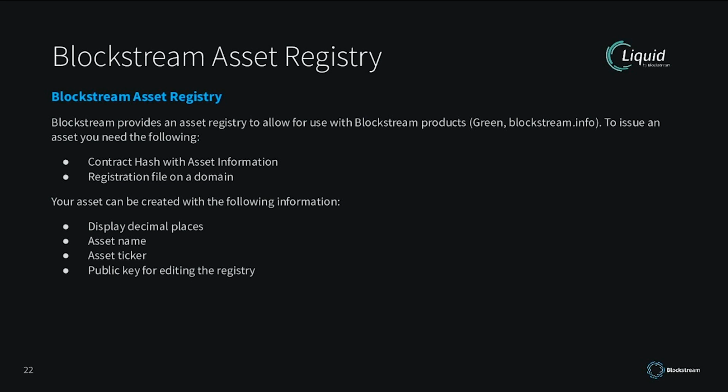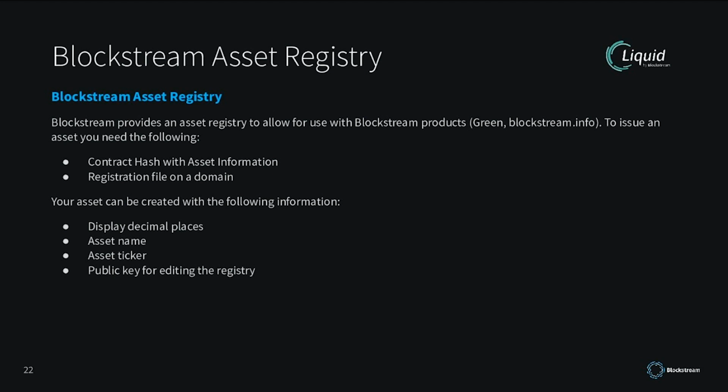The registry requires a couple of parameters, that it's in JSON format, and then you could add any other auxiliary information you wanted as well. And then you also need to create what's called a registration file on a domain. This is a way that we can provide proof that you are actually the entity you say you are. So I can't just go and create something called Tether and send it to you, and then send you 1 million of it and rip you off. You can actually see that this is the asset that is stored on tether.to.